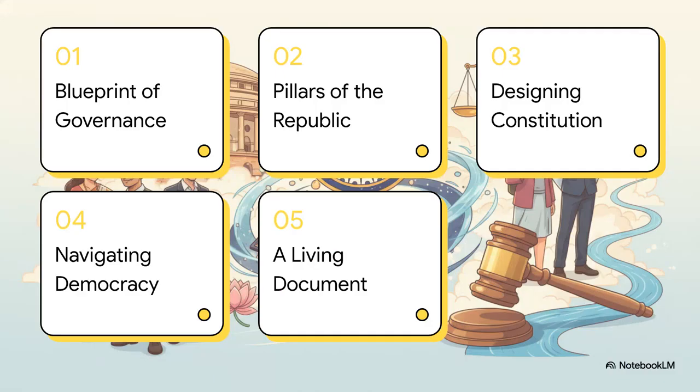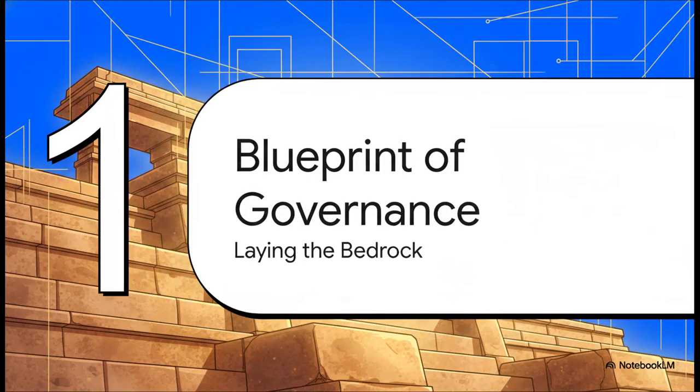Here's our roadmap for what we'll be covering today. First, the blueprint of governance. Second, pillars of the republic. Third, designing the Constitution. Fourth, navigating a diverse democracy. And finally, number 5, a living document. All right, let's jump straight into part 1, the blueprint of governance, laying the bedrock.